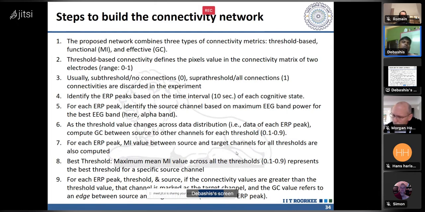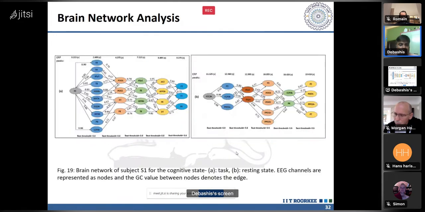and after merging the source network, we merge the ERP peak wise source network. After combining the ERP peak wise source networks, we combine all the ERP peaks, and we get the final model like this one. First, we find F3 to F8, F4, AFP2, like that, all the source to target. This is done for ERP peak 1, that means 0.215 to 2.689. This is the first part performed.